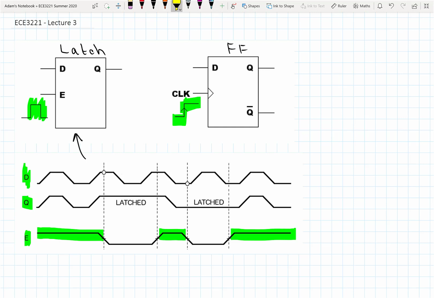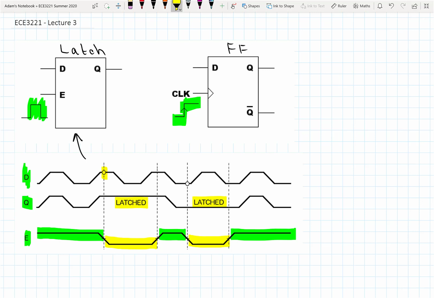But in reference to the name, the latch, the data is actually latched or held on the output when my enable signal is inactive. So during these phases is when my data is actually latched. My data at the output is not changing from the state that it was at when the enable signal went to the inactive state.